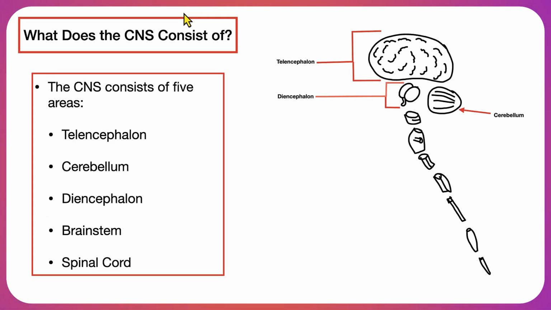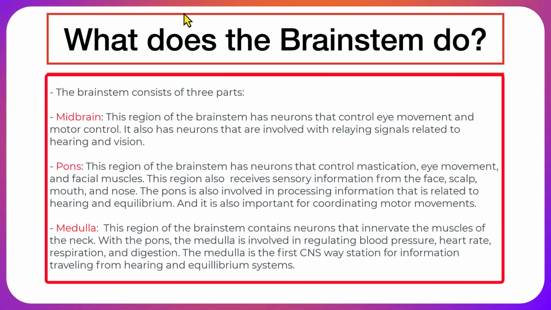So now let's talk about the fourth area of the central nervous system, the brainstem. And the brainstem is going to contain three different parts. This is going to include the midbrain, the pons, as well as the medulla. So let's talk about each of these different regions. So the brainstem consists of the midbrain, pons, and medulla.